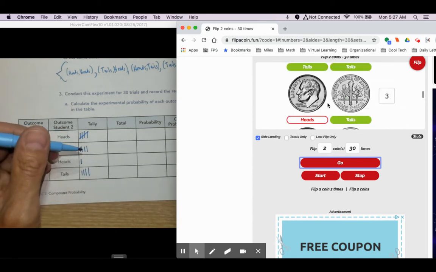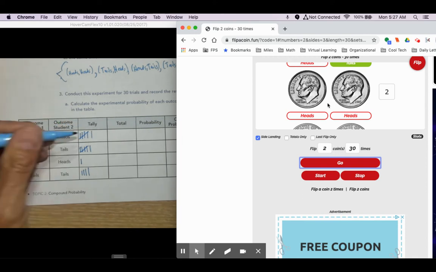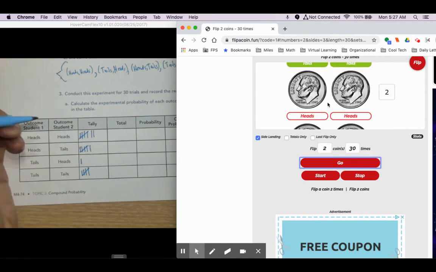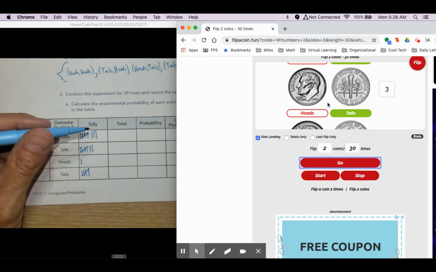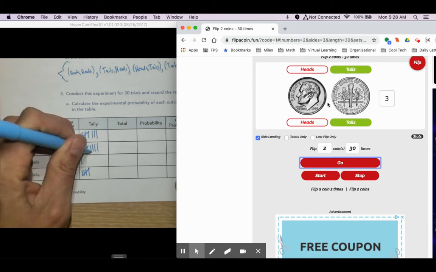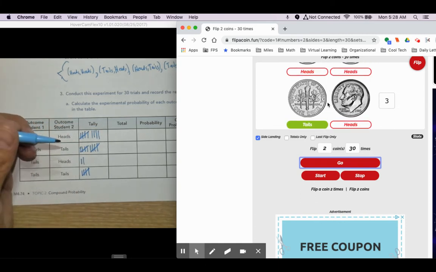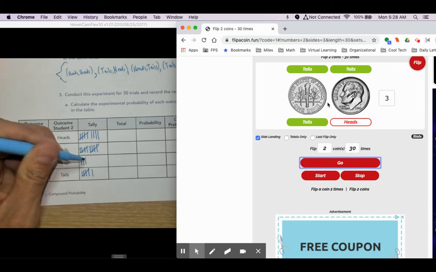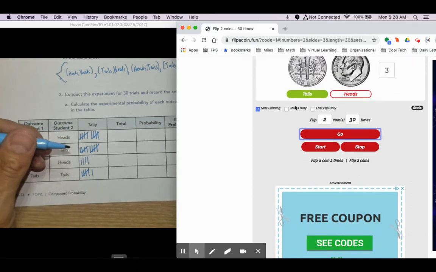Tails and tails, heads and tails, heads and tails, heads and heads, tails and tails, heads and heads, heads and heads, heads and tails, heads and tails, heads and tails, heads and tails, heads and heads, tails and heads, tails and tails, tails and heads, heads and heads, tails and heads, and that was the last one.